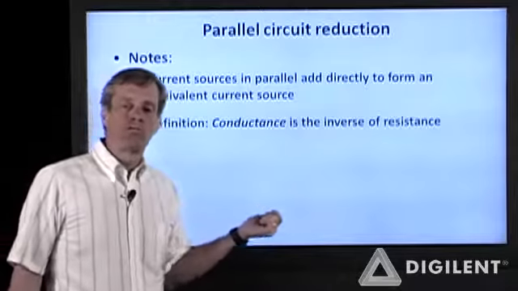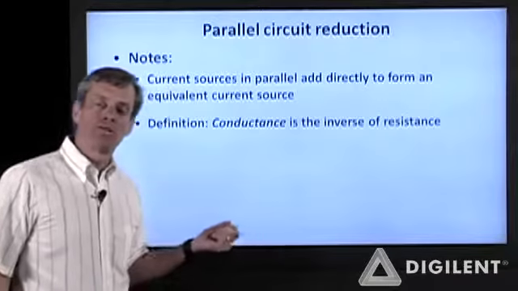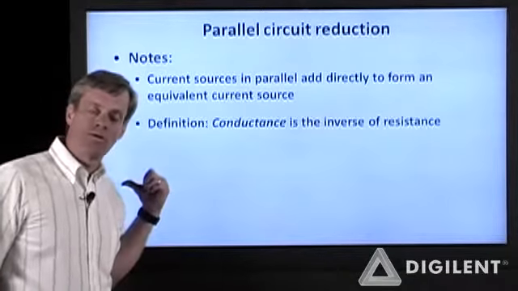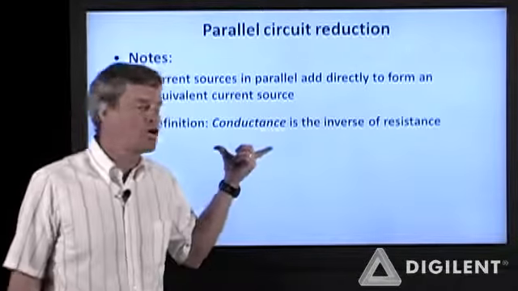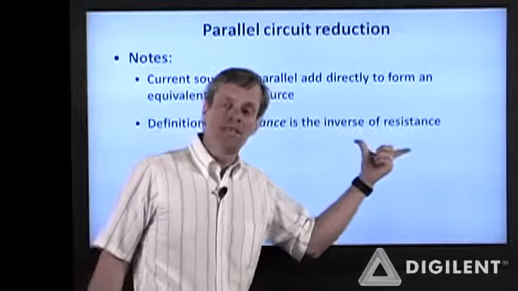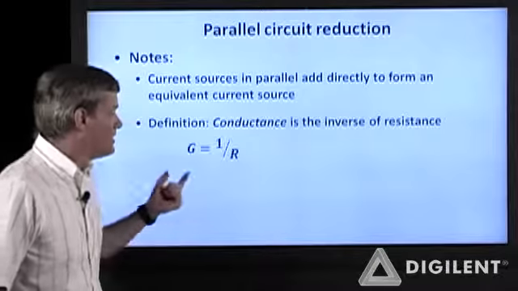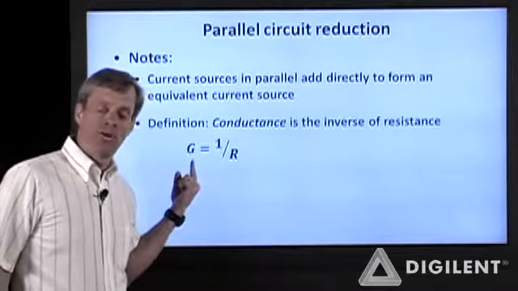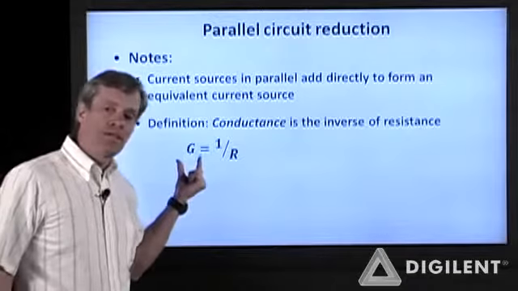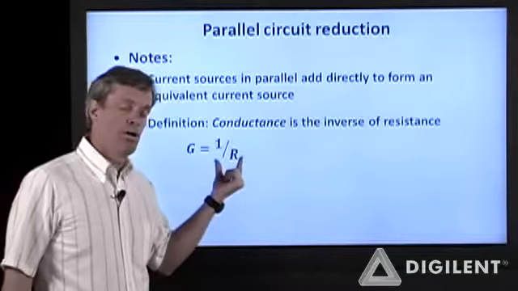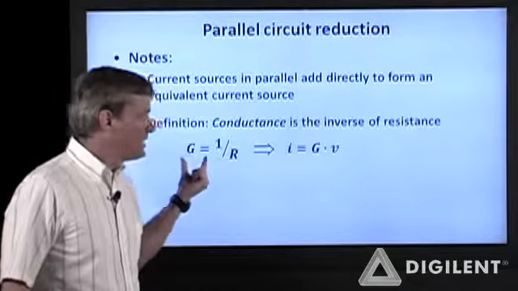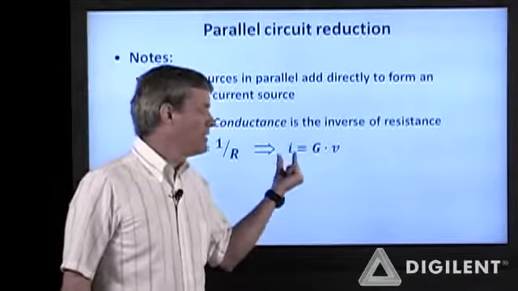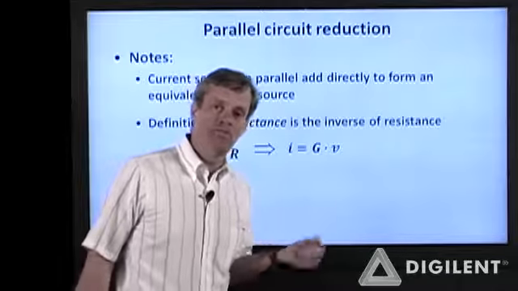In order to interpret our previous results in terms that are consistent with our approach towards series circuit elements, I want to define a new term. Conductance is the inverse of resistance. Conductance is generally denoted as G, so the conductance of a particular resistor is just 1 over the resistance value. Using conductance in Ohm's law implies that now I is G times V.